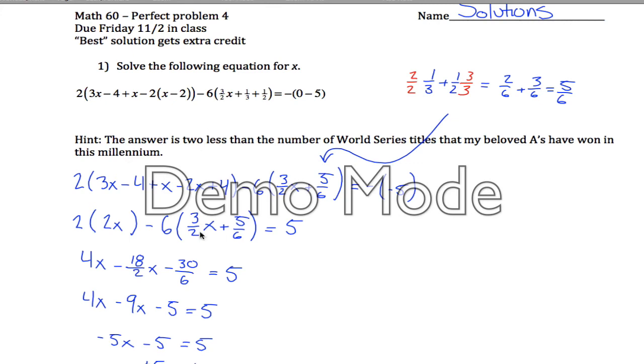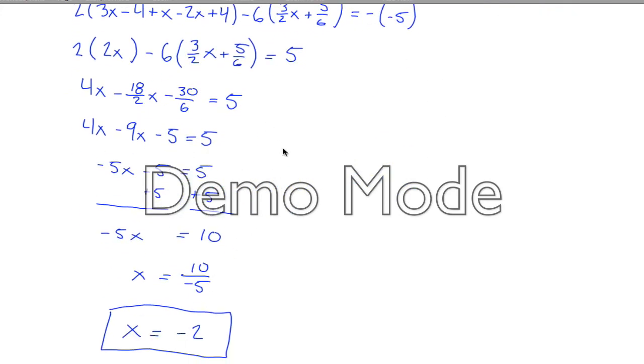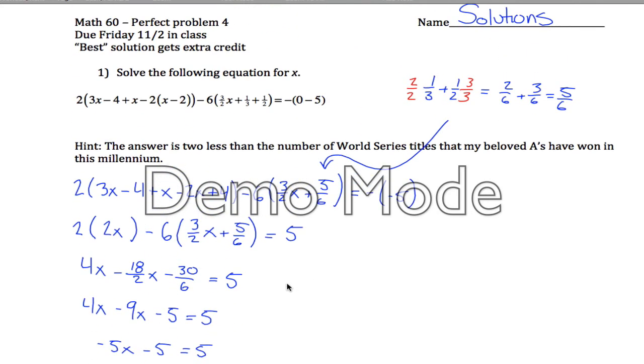So 2 less than 0 is negative 2, which is what my answer is. I guess that's the end.